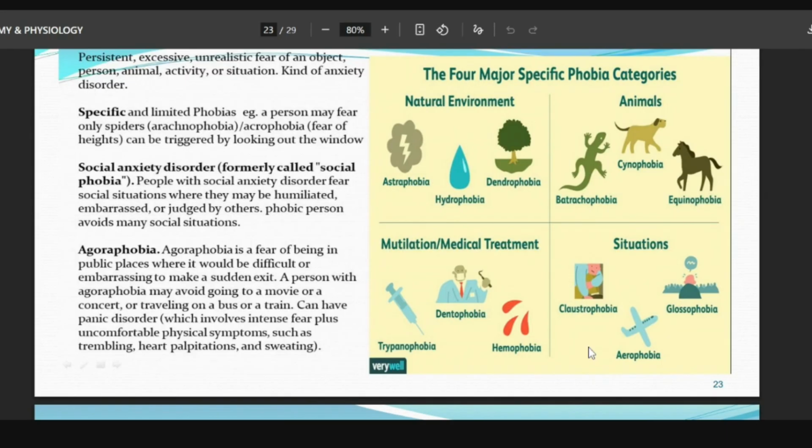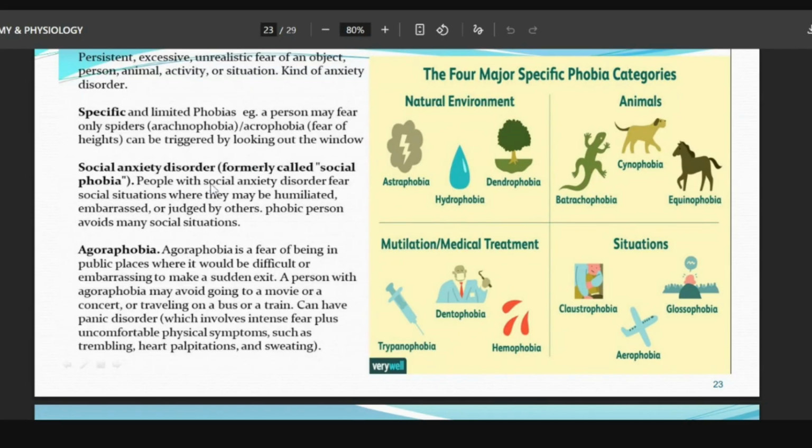This happens, this is real. Claustrophobia is fear of lifts, छोटी जगहों पे डर लगना. Glossophobia is that you can't face the general public, your fear of public speaking is there. तो ऐसे ही बहुत सारे phobias are there. They are known as specific phobias. Specific है, nature से भी हो सकता है, animal से भी हो सकता है, medical treatment से भी हो सकता है, situation से भी हो सकता है.